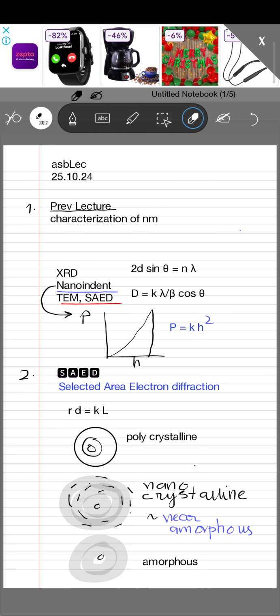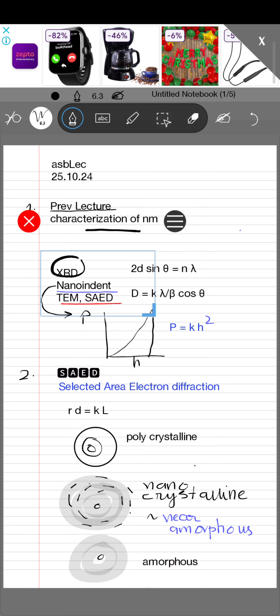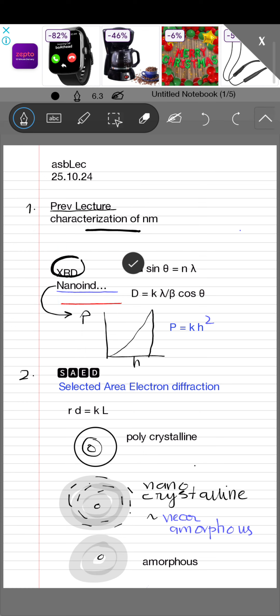Now what we have understood is that for the characterization of nanomaterials, or any material for that instance, we require a very basic instrument, that is the XRD, and it is based upon two fundamental equations. One is called the Bragg's law.